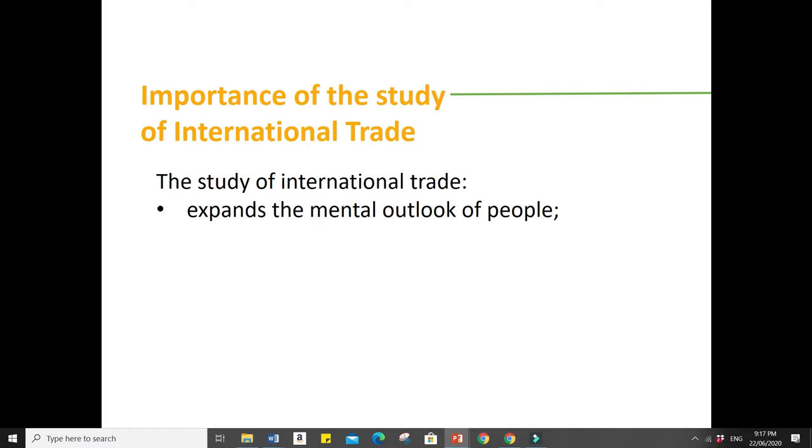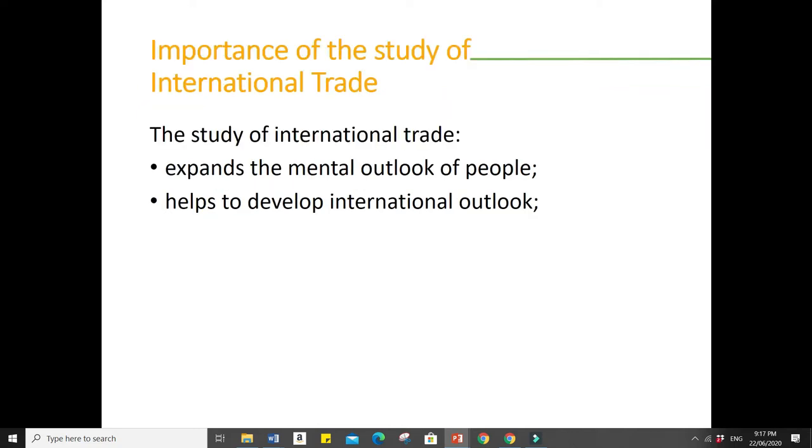So it should be realized that there is a close relationship between the growth of international trade and the growth of the economies that are part of this international trade. And in 1990, there was actually a decrease in international trade of merchandise. Why? Because of the recessionary trend in the global economy. Okay, another importance of studying international trade is that it helps to develop an international outlook.